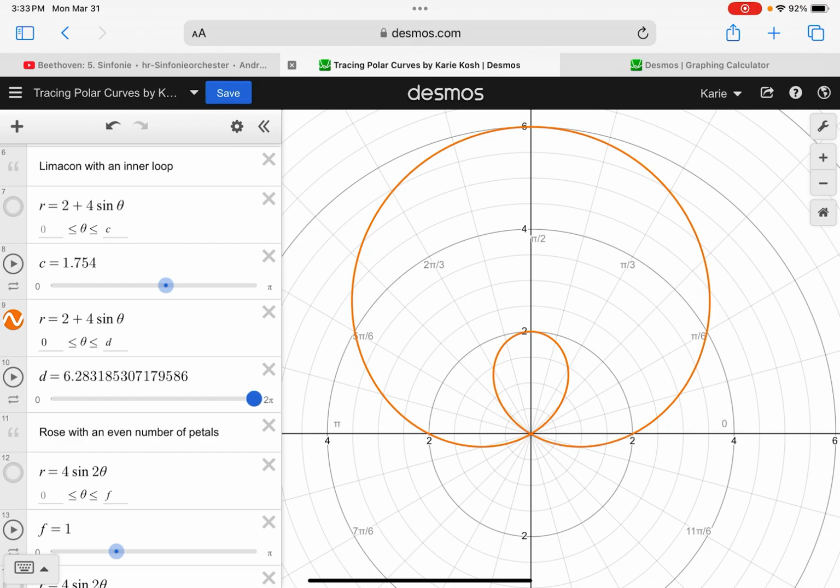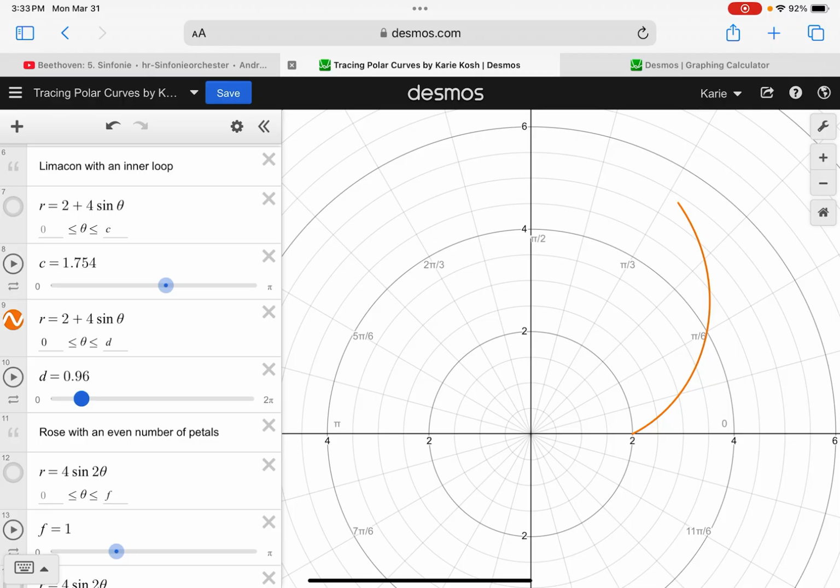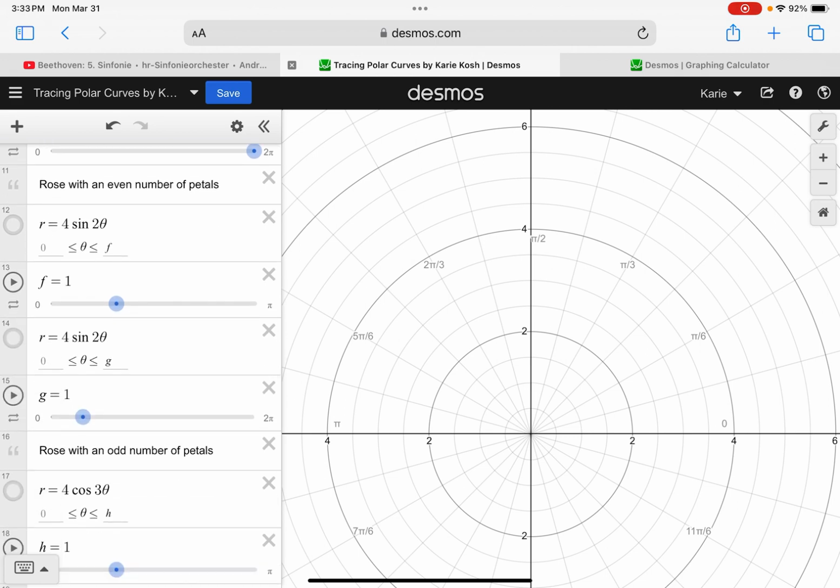Okay, so then we finish this up, and it follows that path. So I think it's very helpful to trace that out, and we can kind of see what's happening. And then I did a rose with an even number of petals.